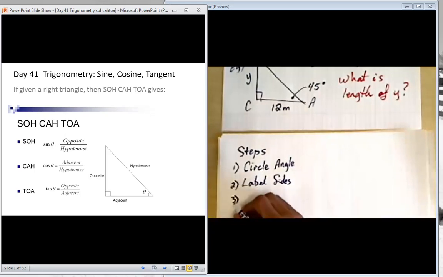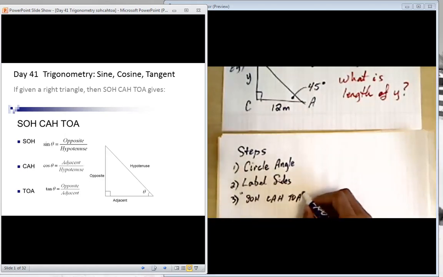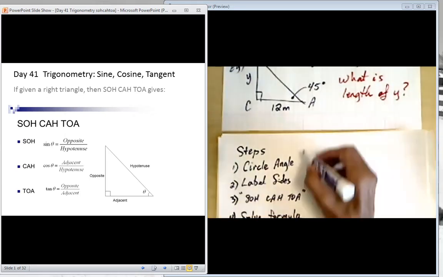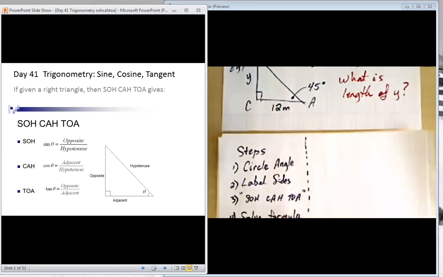Step 3, use the magic SOHCAHTOA. And then remember from class, someone said that this gives you the formula, and it's true. So what you're going to do then is solve the formula that you get.